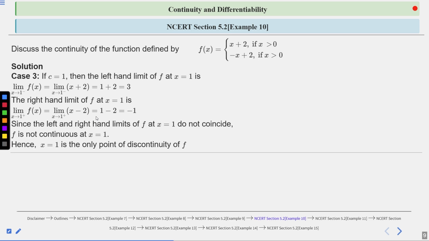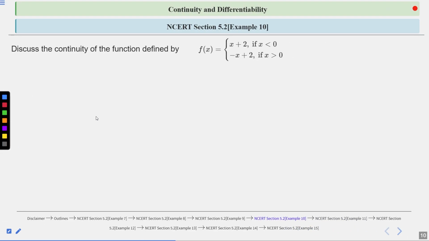Okay, let us move to the next question. Example 10 says: discuss the continuity of the function f defined by f(x) equal to x plus 2 if x is less than 0, and f(x) equal to minus of x plus 2 if x is greater than 0.